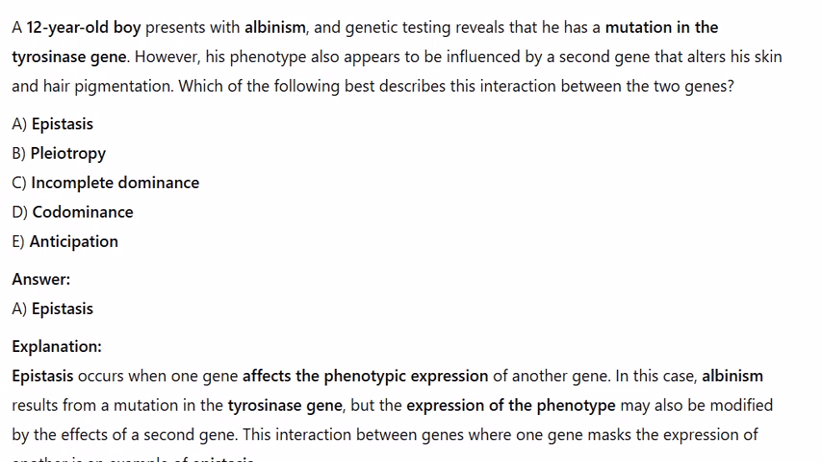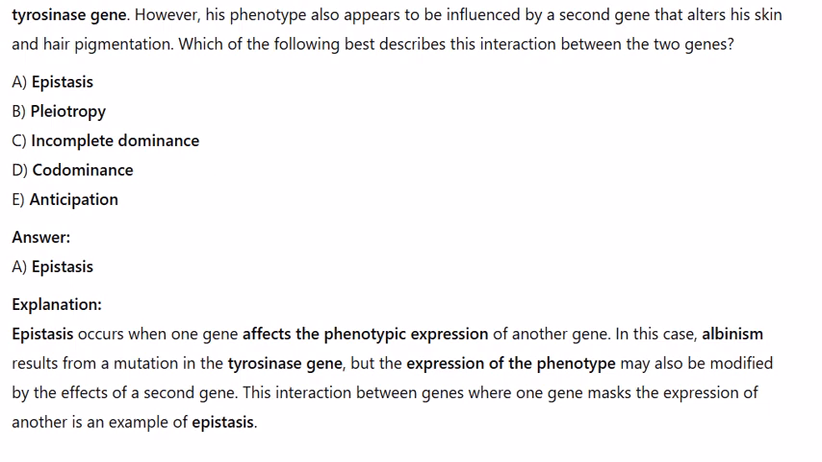In this case, albinism results from a mutation in the tyrosinase gene, but the expression of the phenotype may also be modified by the effects of a second gene. This interaction between genes, where one gene masks the expression of another, is an example of epistasis.